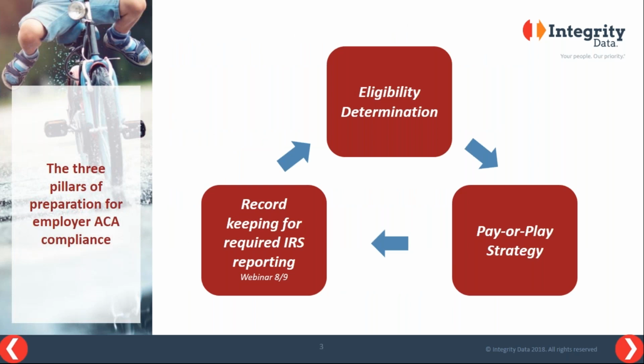All right, so cooperating with Affordable Care Act employer compliance requires preparation. So we've organized this preparation into 3 pillars. The first one is eligibility determination, which is what we are talking about today. We'll discuss the following 2 pillars in our final webinars, which are deciding on a pay or play strategy and record keeping for the required IRS reporting. Remember, all steps toward compliance are connected, so choices you make for one do affect another. This cycle never ends. It is a continuous process year after year. So let's go ahead and dive into eligibility determination.